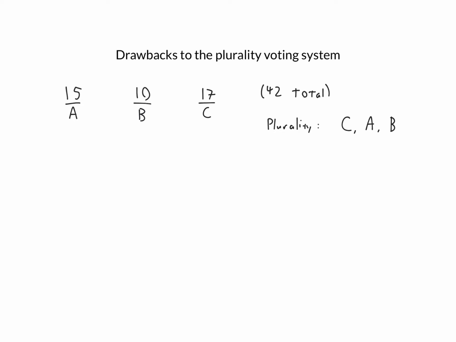So behind the scenes, let's assume that among the 15 people who voted for candidate A, their second and third choices broke down like this. So what I'm showing you here is that 14 of the people who voted for candidate A as their first choice had B as their second choice and C as their third choice, and one of those 15 had C as their second choice and B as their third choice.